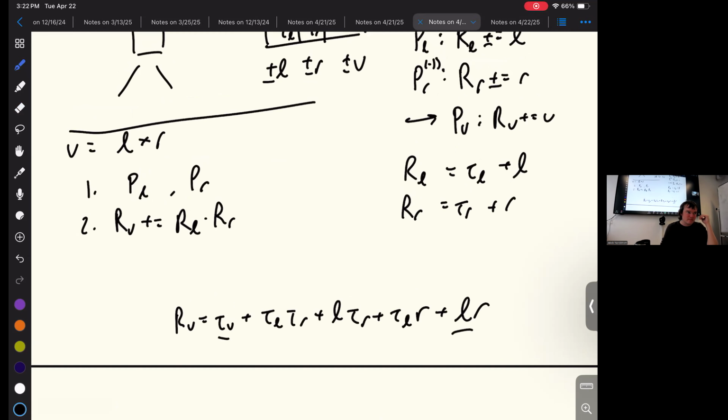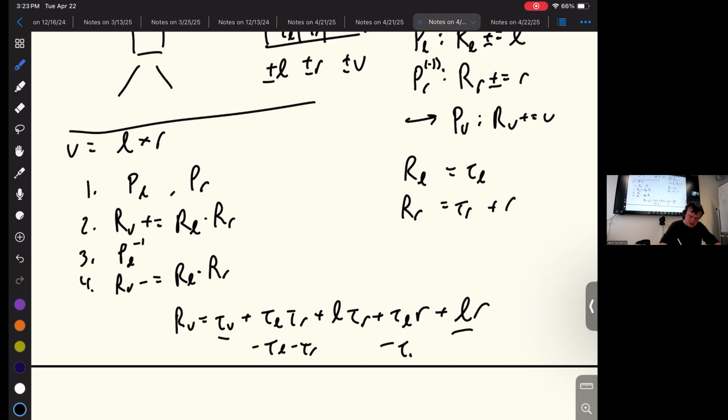So, how are you going to get rid of the rest? Subtract it. Yeah, good. Do PL inverse, which removes L from the right-hand register, and then subtract the product. So this is minus tau L tau R and minus tau L times R. Great.